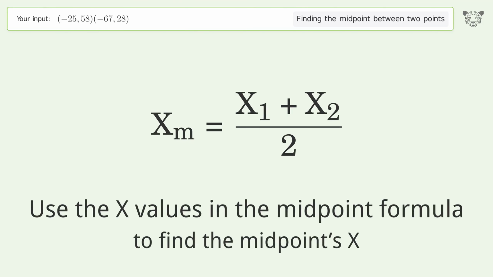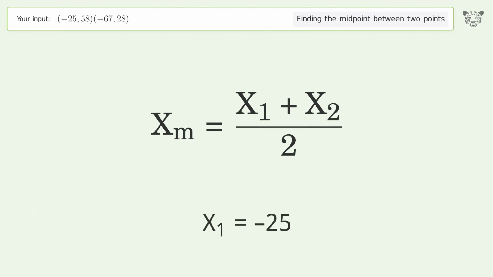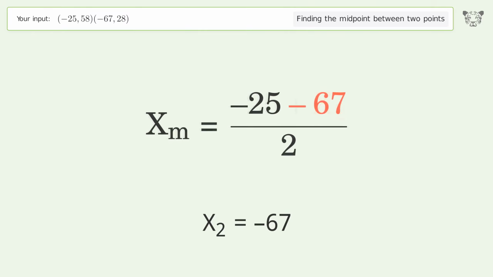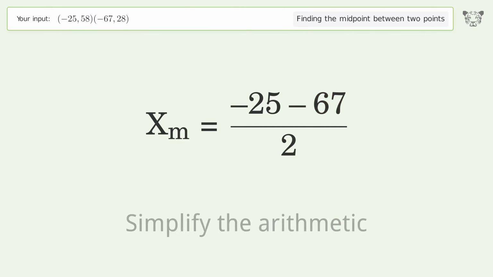Use the x values in the midpoint formula to find the midpoint's x. x1 equals -25. x2 equals -67. Simplify the arithmetic.